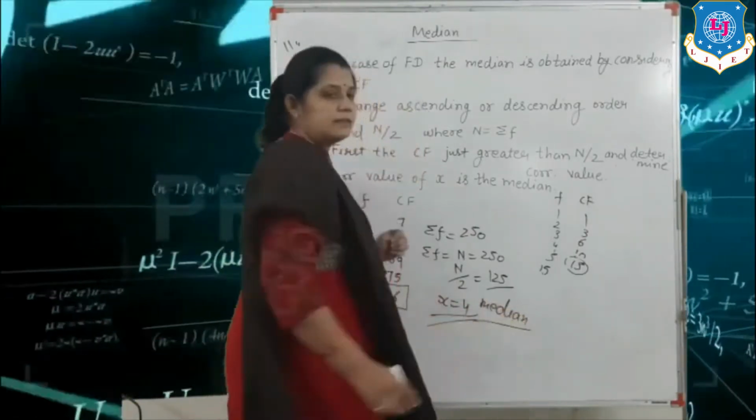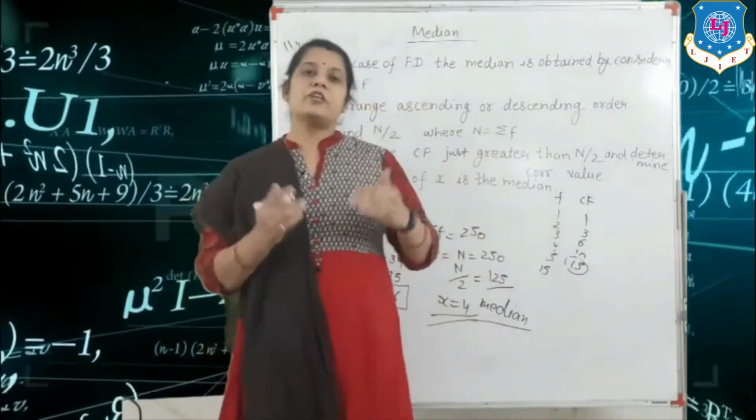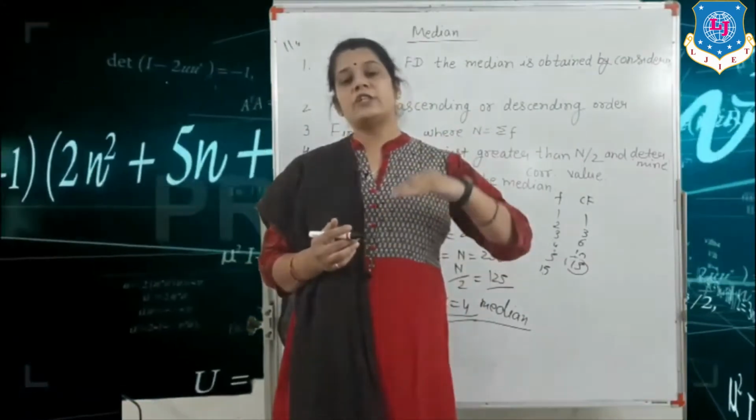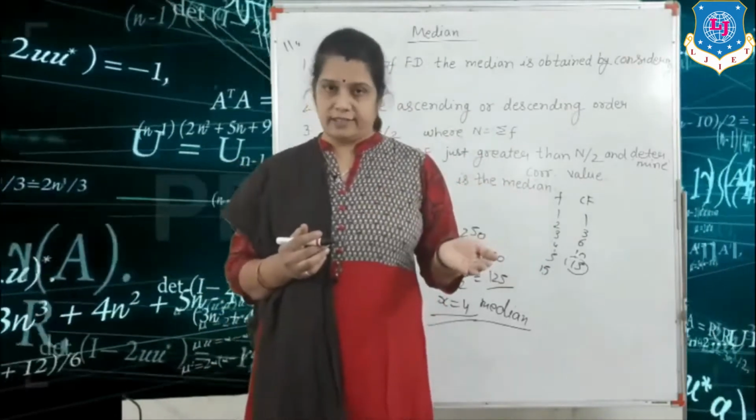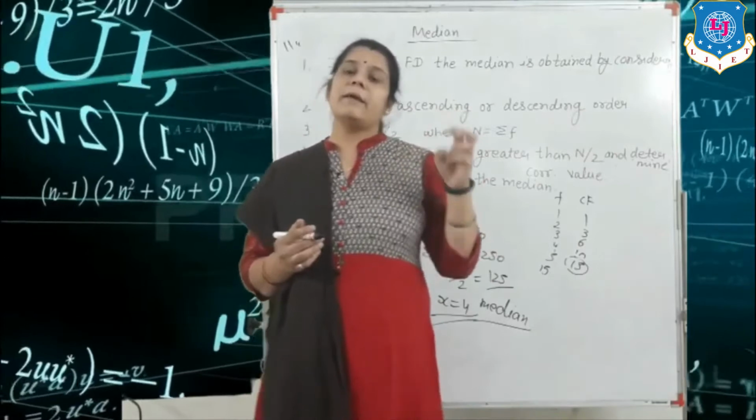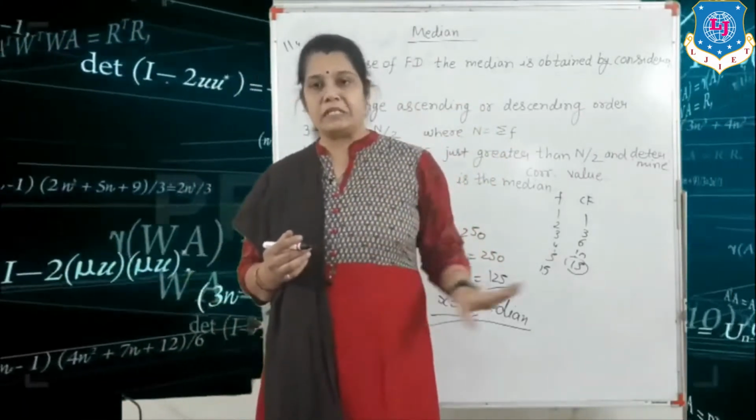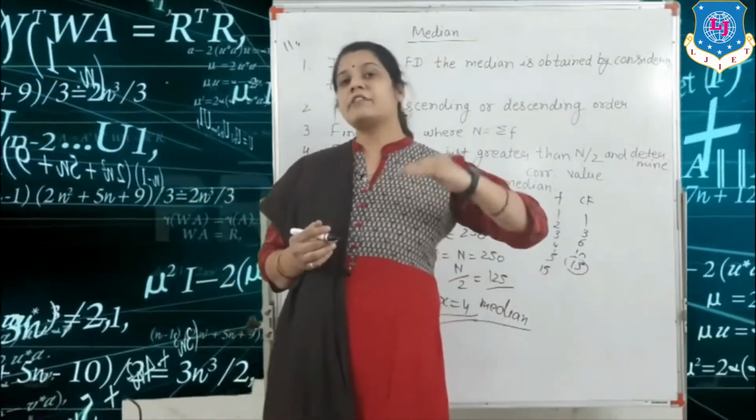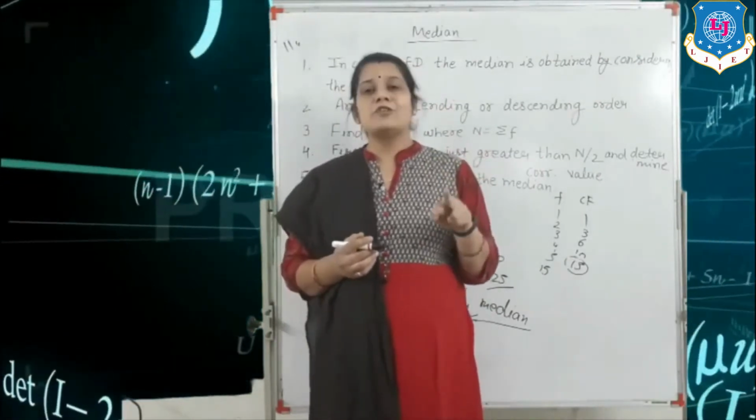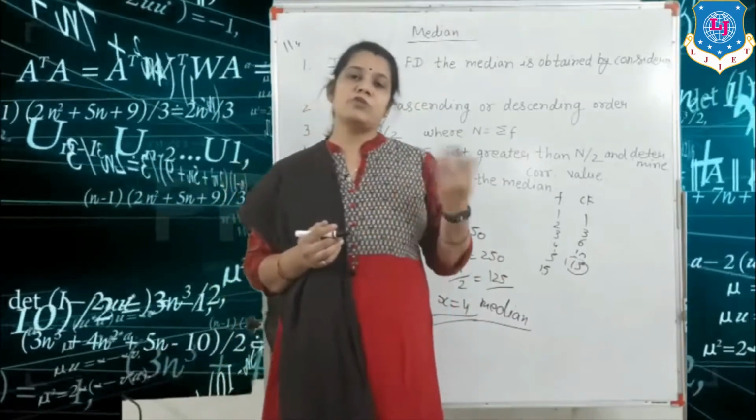So this is a very easy method for finding the median. Always keep in mind, if your question is given in only the x form, first you arrange it in ascending or descending order. After that, if the number of terms is odd, your middle number is your median. But if the number of terms is even, you have two middle values. So you add these two values and divide by 2, and you get the median.